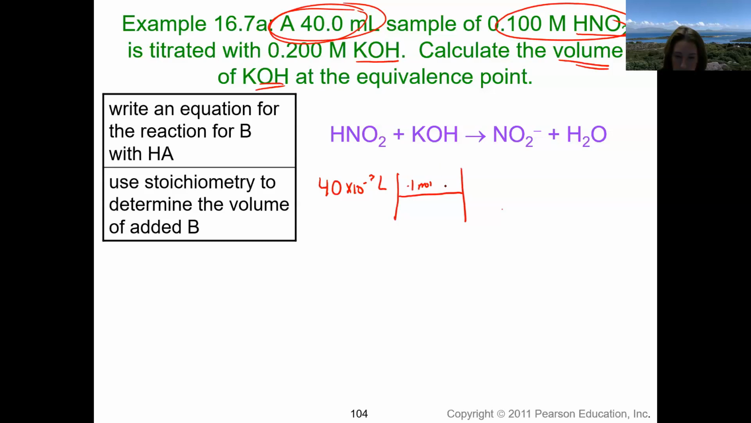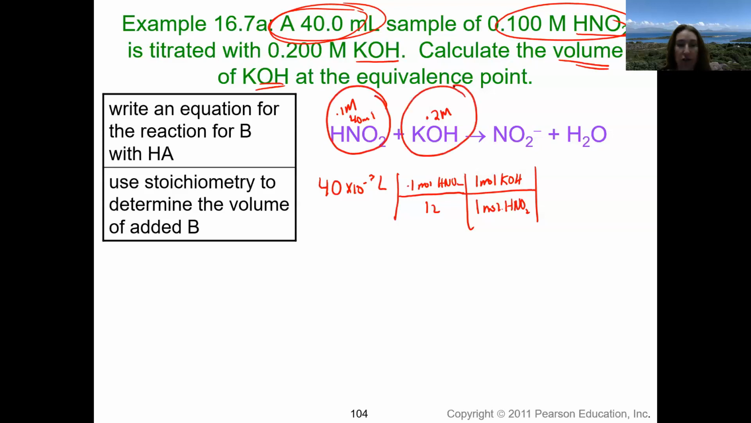moles for HNO2 per 1 liter. It's 1 mole of HNO2 to 1 mole of KOH. I'm literally just going to do stoichiometry on this. What I'm saying is, if I have 0.1 molar of this, and there's 40 milliliters of it, and I have 0.2 molar of this, if I use all of this, how much of this do I need? I want the volume of this.